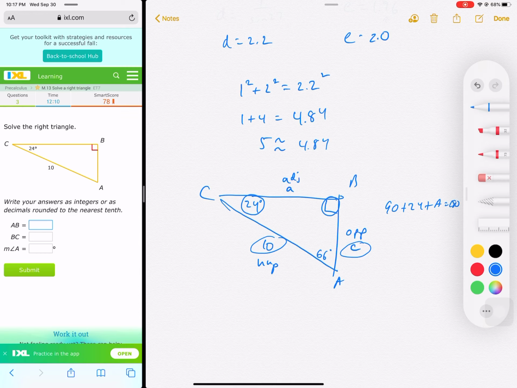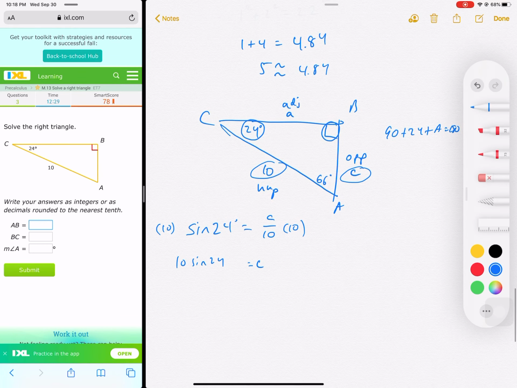Opposite over hypotenuse leads us back to our favorite sine. Sine of 24 is equal to opposite C over hypotenuse 10 as a setup. We just have to multiply 10 to both sides to solve this. Multiply 10 to both sides. C is equal to 10 sine of 24. And that's just calculator work, and we can do that in just a little bit. Let's go on to the next problem.